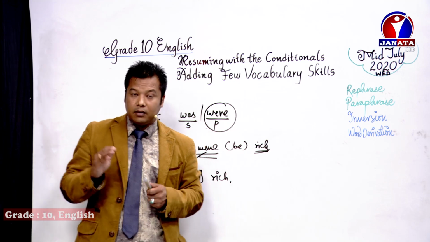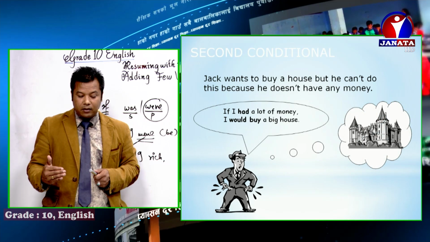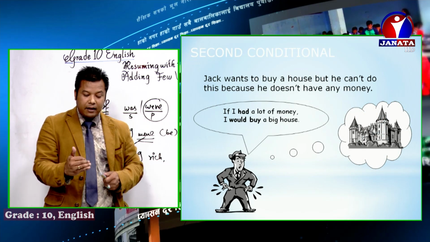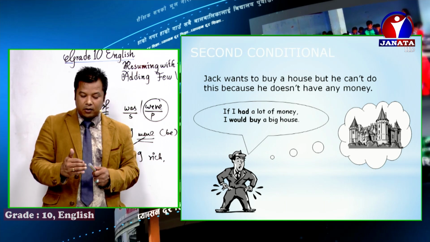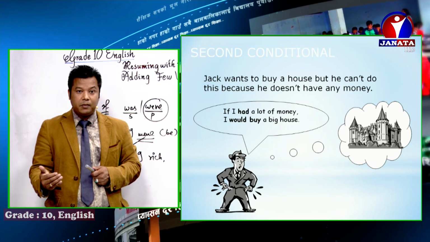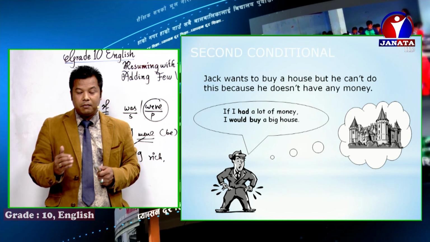Okay, here's one good example with pictures. You can see how to use the second conditional. The situation in the present is that Jack wants to buy a house, but he can't because he doesn't have any money. Now, how do you put that into the second conditional? Here it is. If I had a lot of money, I would buy a big house.